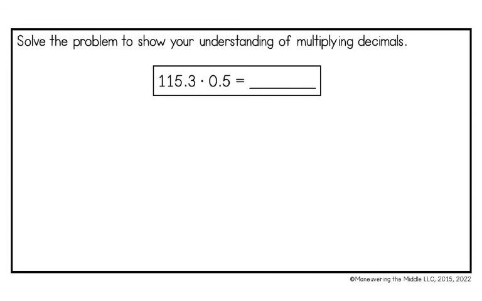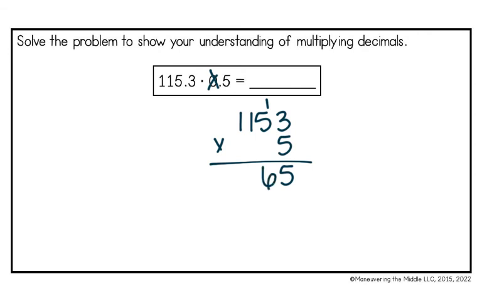All right, this time we have 115.3 times 0.5. So ignoring our decimals, we're going to have 1,153, and that 0, not important to us, times 5. So 5 times 3 is 15. Put down my 5, carry my 1. 5 times 5 is 25, plus 1 is 26. Put down 6, carry the 2. 5 times 1 is 5, plus 2 is 7, and 5 times 1 is 5.